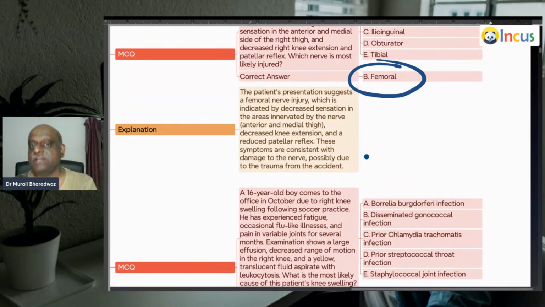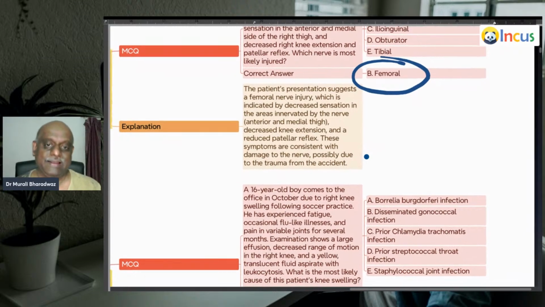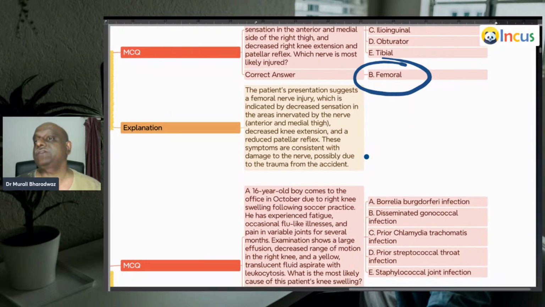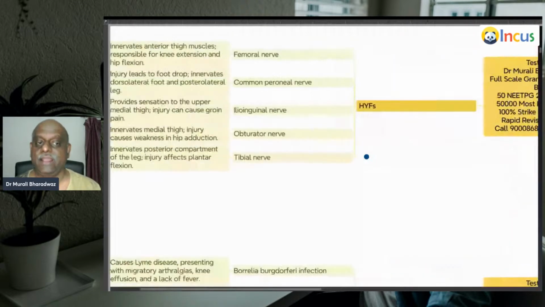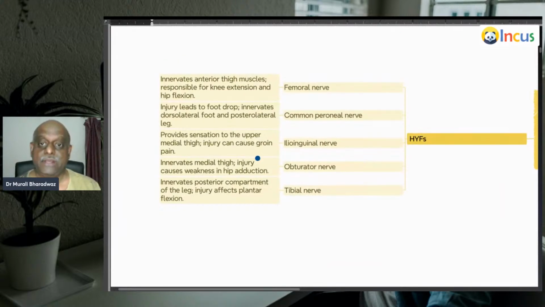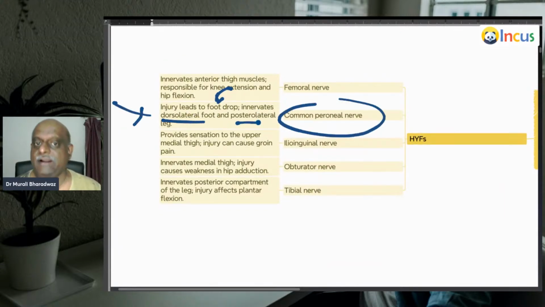So decreased sensation in the anteromedial thigh, femoral nerve. Patellar reflex reduced, femoral nerve, is what you need to remember. If it is common peroneal nerve, it leads to foot drop, dorsolateral foot and posterolateral leg.